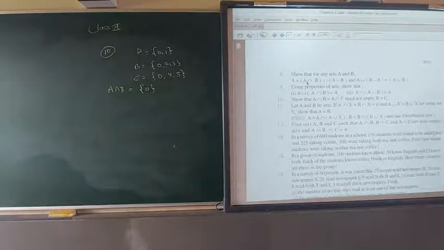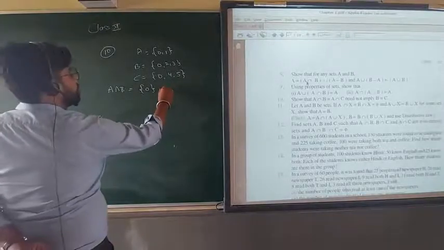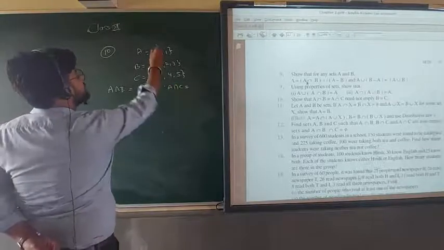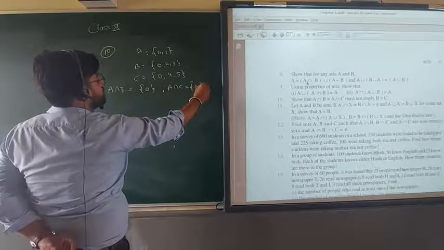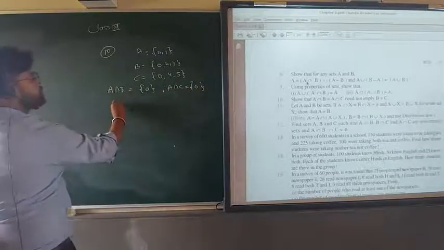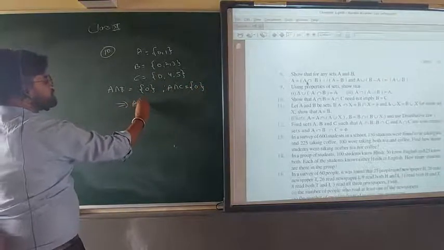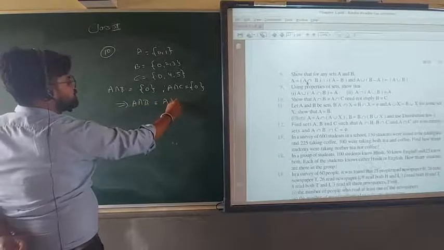Okay, A intersection B is coming 0. And A intersection C is also coming 0, if you see the common part of this and this. That means both the sets are equal. Here, A intersection B and A intersection C are equal.